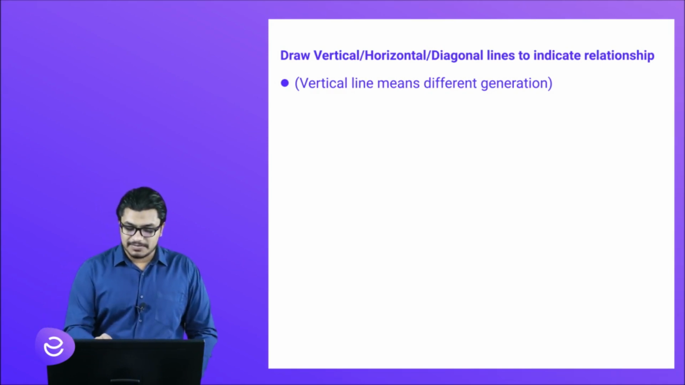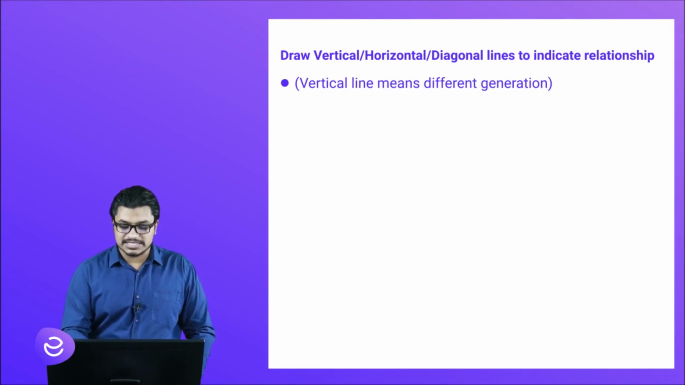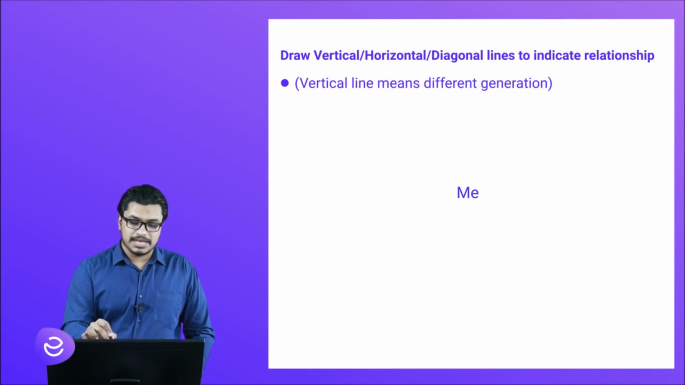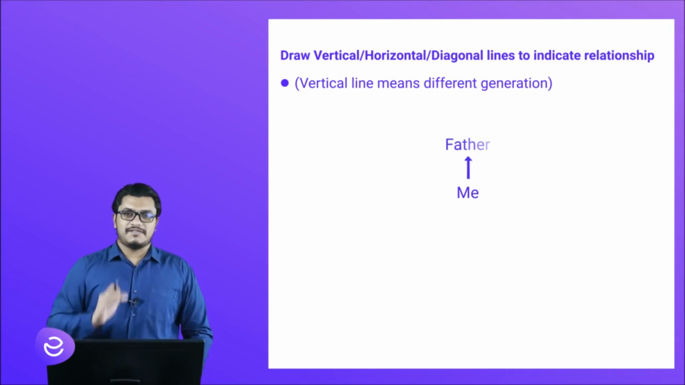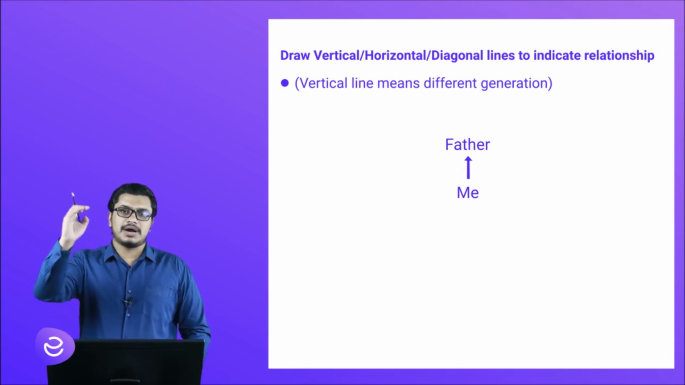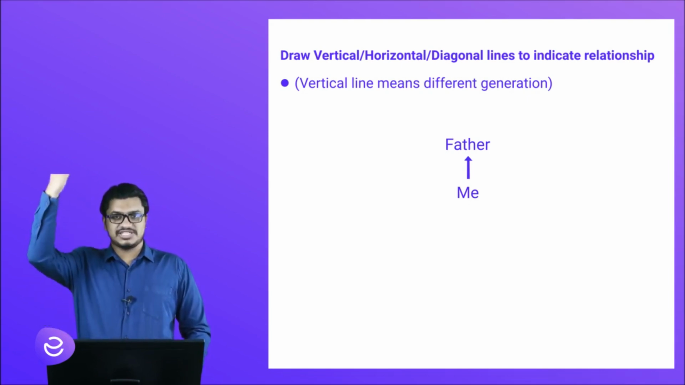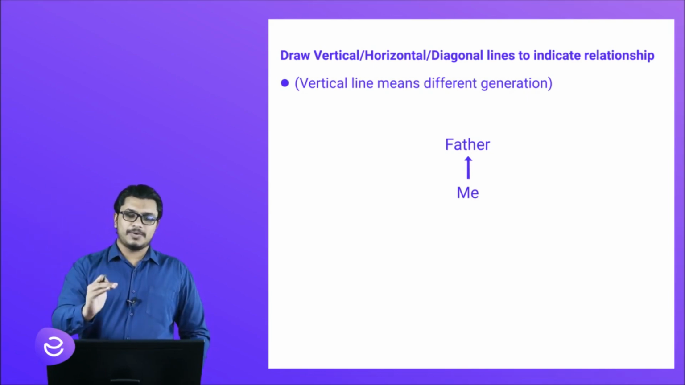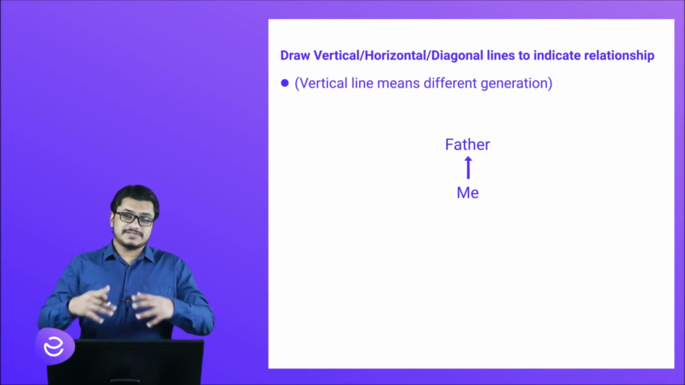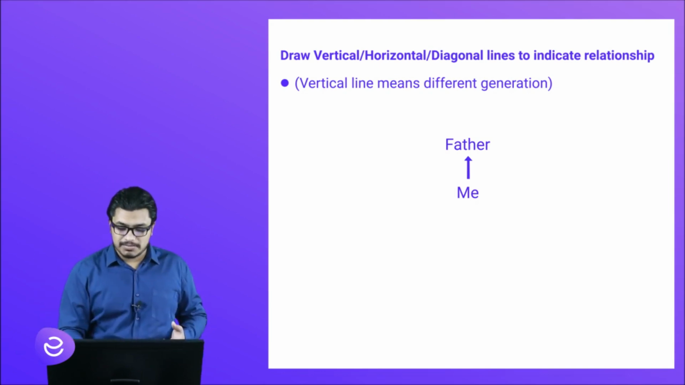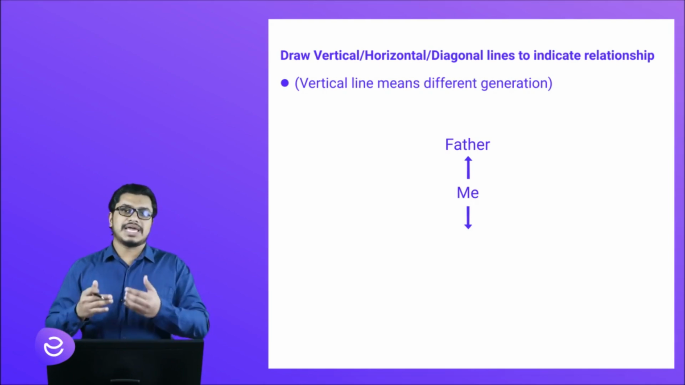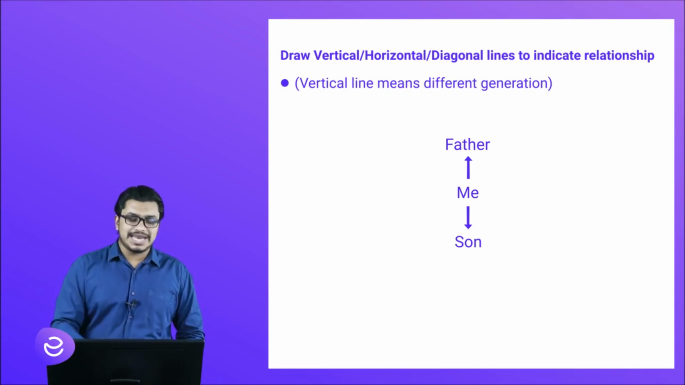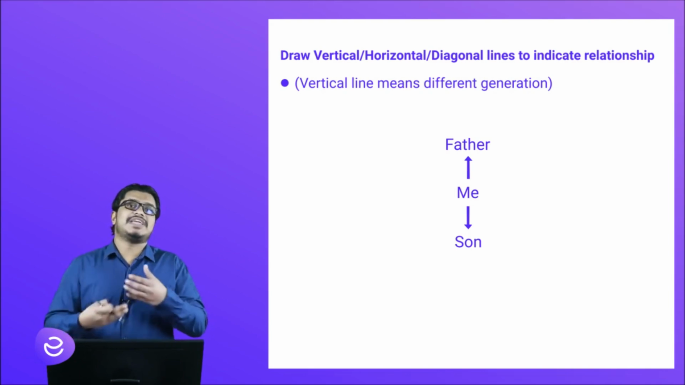So for example, if I am telling that he is my father, I'll mark here as me, then mark a line upwards, and then mark father, because he is my father. He is above my generation, one generation before me, so I'll mark a line upwards. Then if someone says he is my son, I'll mark a line below and mark S, because he is one generation below me. So a vertical line means different generations.